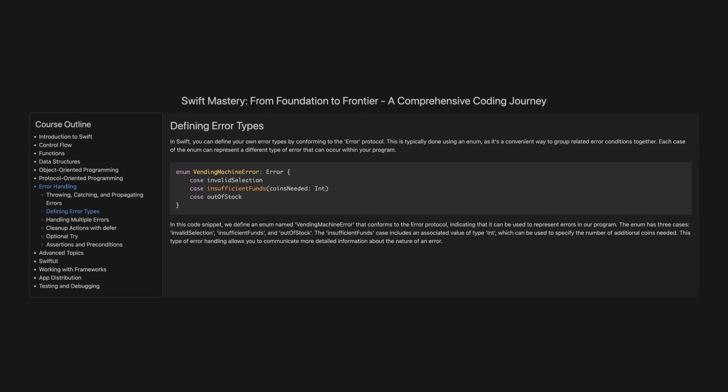The enum has three cases: invalidSelection, insufficientFunds, and outOfStock. The insufficientFunds case includes an associated value of type Int, which can be used to specify the number of additional coins needed. This type of error handling allows you to communicate more detailed information about the nature of an error.